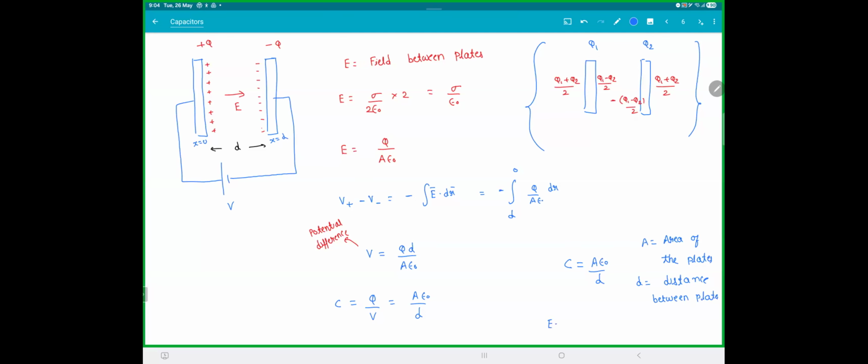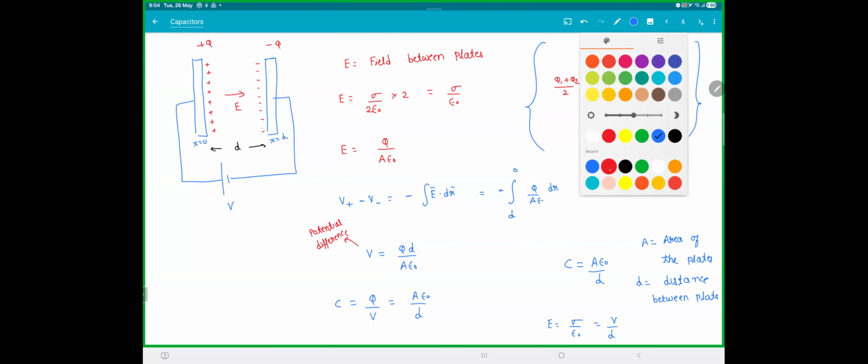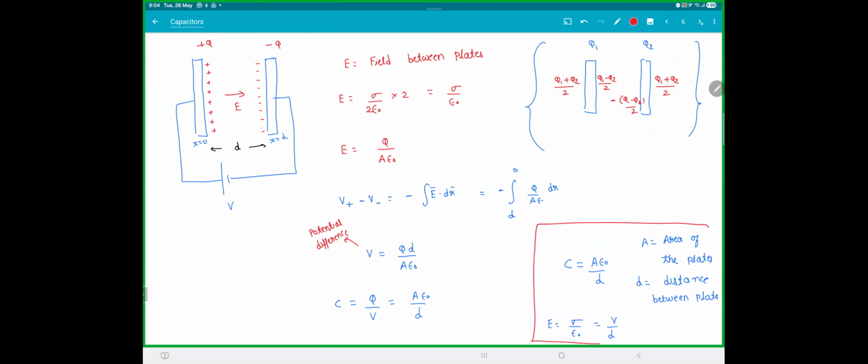What is the field between the plates? Sigma by epsilon. Or we can also write this as V by D. Both are right. You can note this down. So these are total three formulas so far.